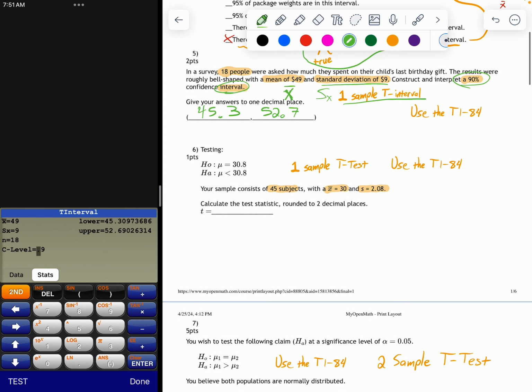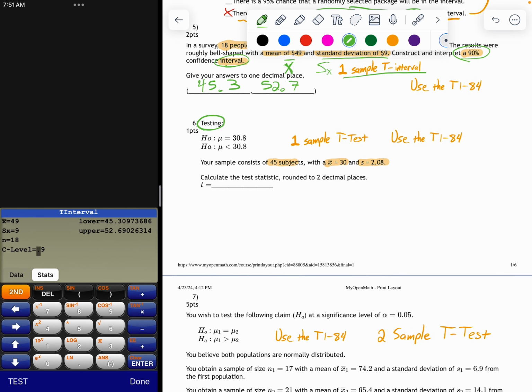Number 6. Now we're doing a test, not an interval. It gives us the null is the average is 30.8. The alternative is a one-sided test that it is less than 30.8. We got N, X bar, and S. It simply says, what's the test statistic? If you were a glutton for punishment, you could say, okay, we take X bar minus mu. Here's the formula if you wanted to go the long way.